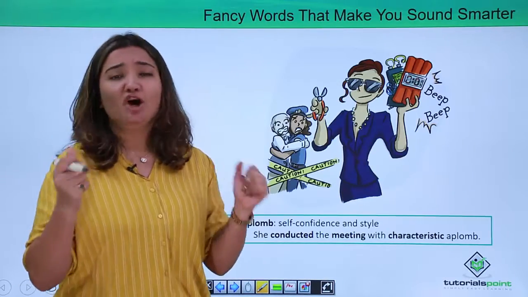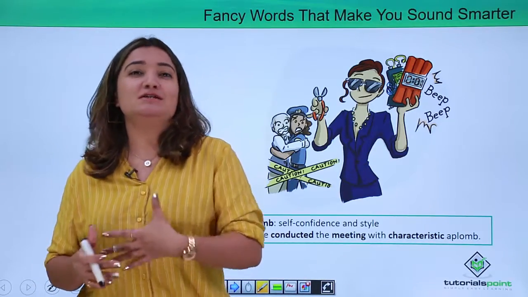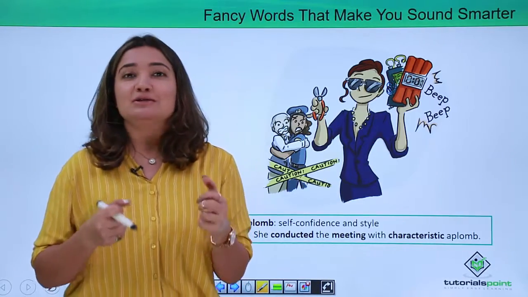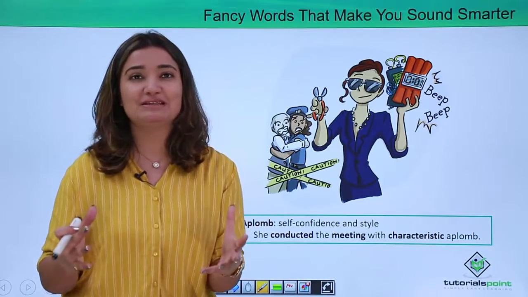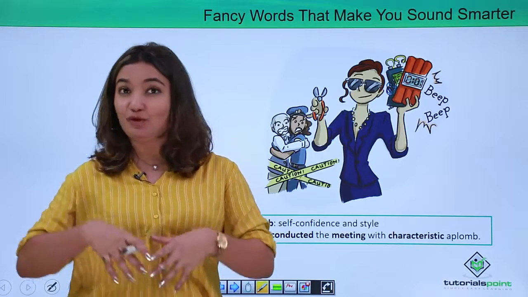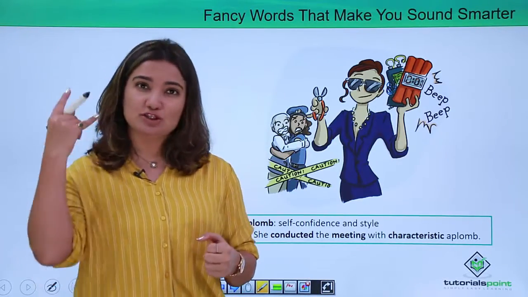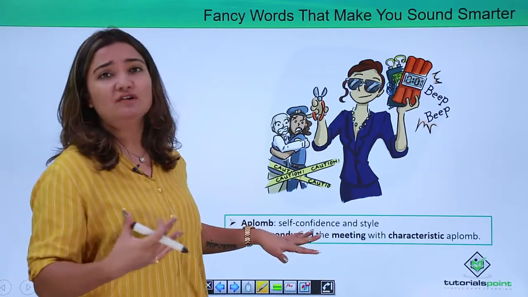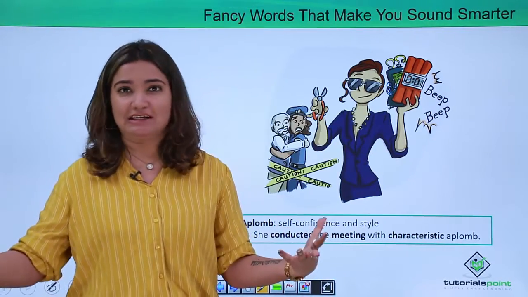Okay. Now, how about this word aplomb? Aplomb is kind of swag or style, right? That is what is meant by aplomb. There are certain people whom you see are always in a particular style. They have a definite style statement, right? You will always see them in those swagger looks. So that is what is meant by aplomb, right? Self-confidence and style. They exude style and self-confidence, right?